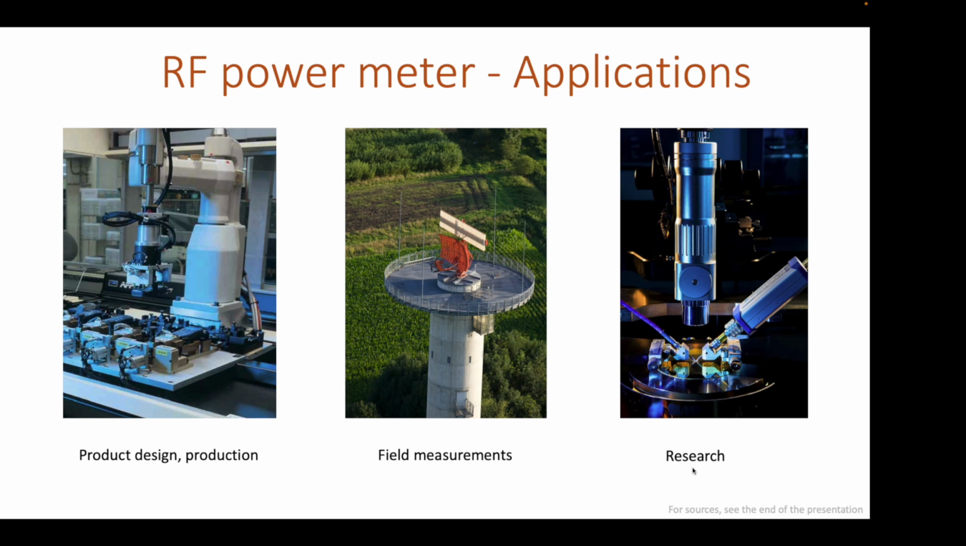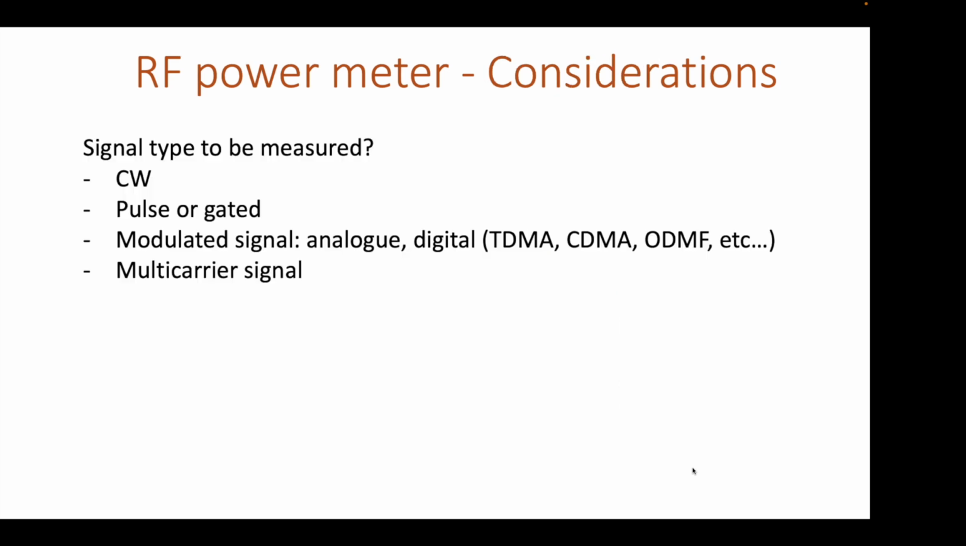Now there are a lot of different power meters with a lot of different configuration actually on the market, and if you select any power meter, then you have to go through a number of considerations, and some of these considerations are basically what type of signal is to be measured here. Are we talking about a constant wave type of signal? Is this signal a pulsed signal like a radar or a gated signal? Are we talking about a modulated signal, analog or digital? And if digital, what type of modulation scheme is being used? And perhaps we're looking at multi-carrier signals, as we would find, for example, in a wireless cellular base station.